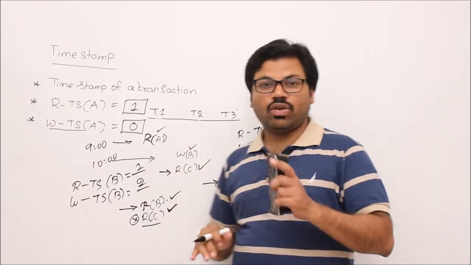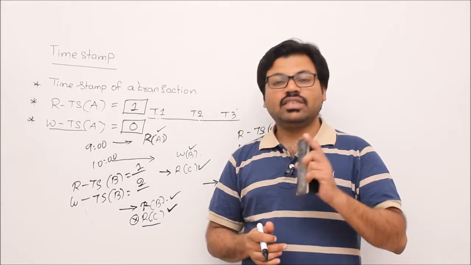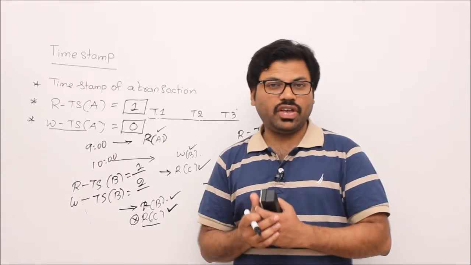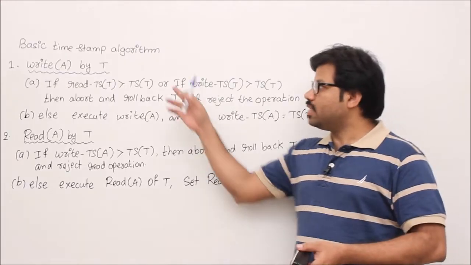So using that we are going to see some algorithms. One is the basic timestamp algorithm. The second one is the Thomas Write Rule. Using these two algorithms, we are going to control the concurrency. We will see how to do that. Okay, now we'll see the basic timestamp algorithm.